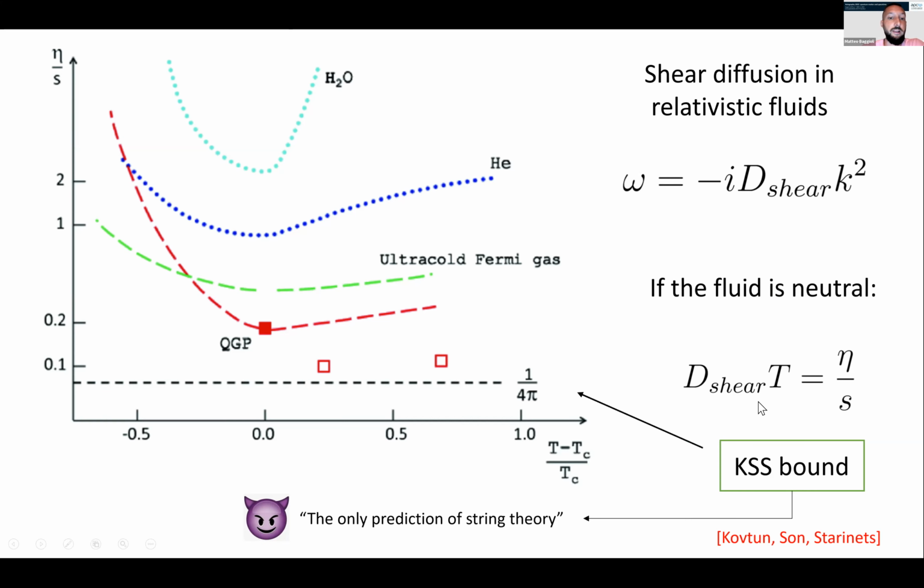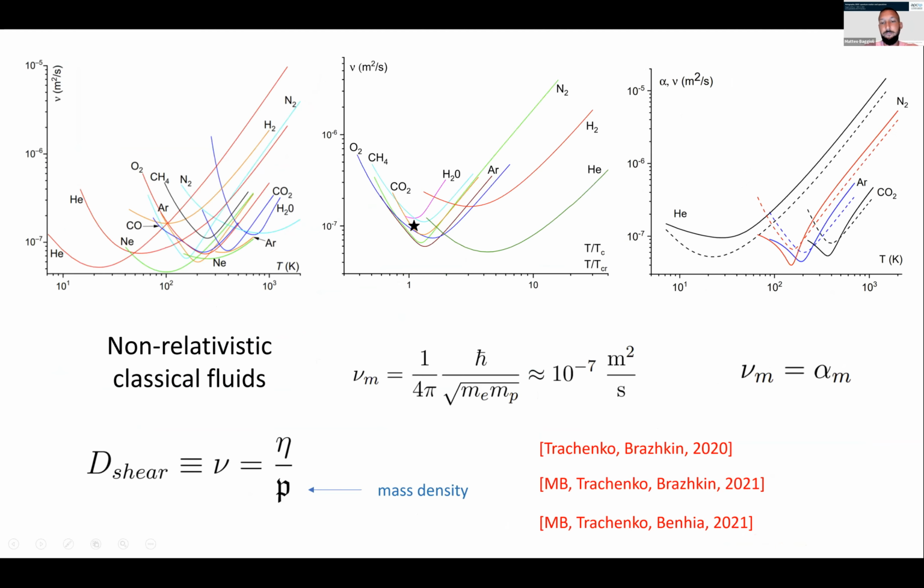And that's why people like to plot this ratio, because in other words, this is what governs the diffusion of momentum. And of course, if one wants to be a bit provocative, one could say that actually this KSS bound was the only prediction of string theory, so we are kind of happy. But what I want to point out is that this kind of bound for the viscosity is not a prerogative of relativistic systems, but it's actually something much more general.